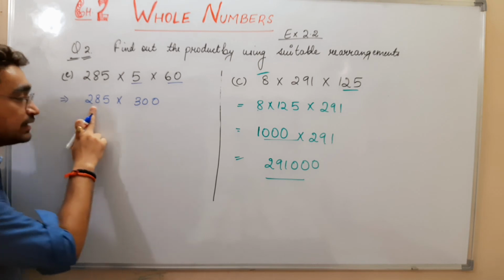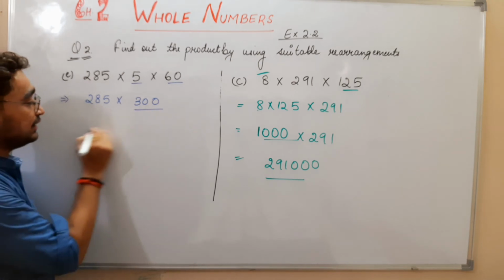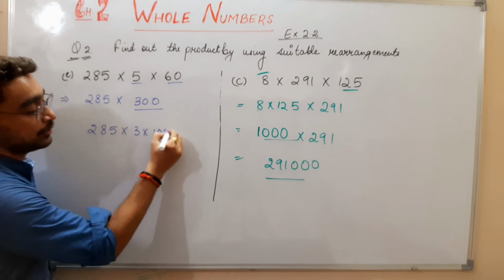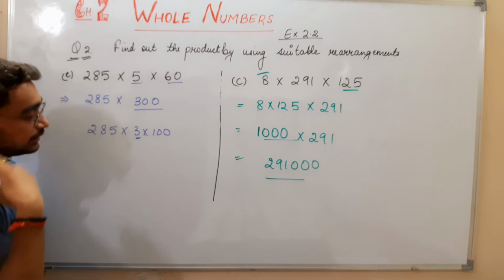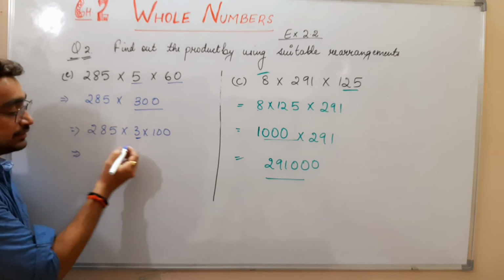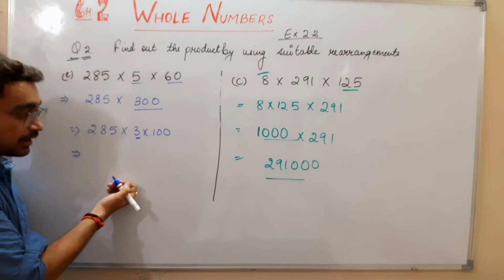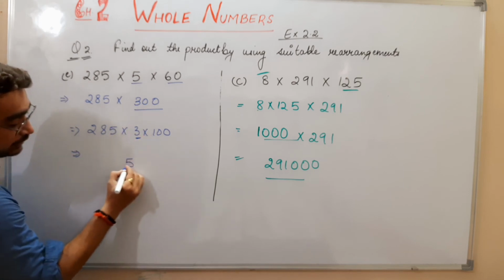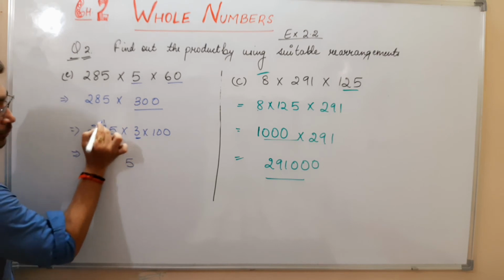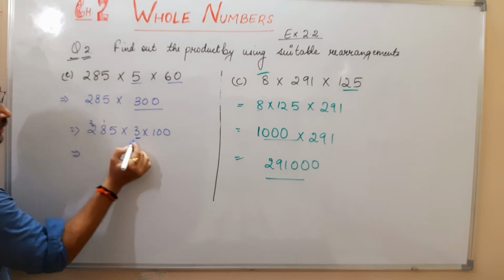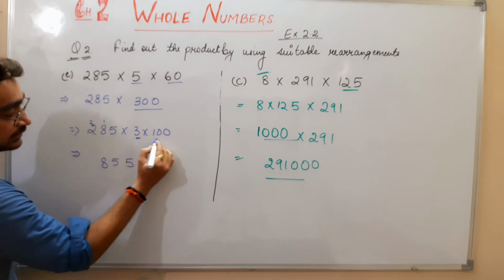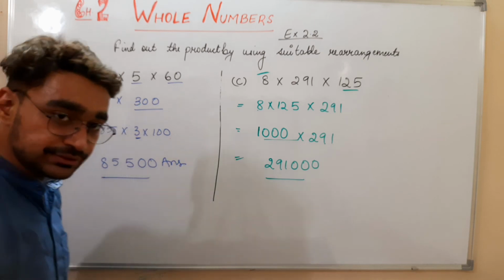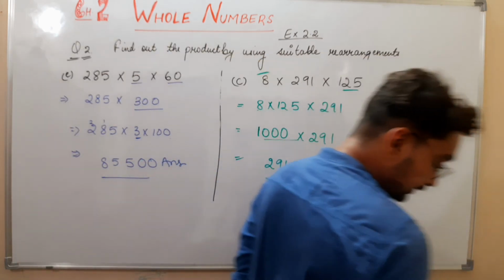Then, if I want, can I write this as 285 into 3 into 100? Because 3 into 100 is also 300, right? Yes, good. So now it's easy. 285 into 3. Just multiply it. Multiply in the line itself, like how I'm doing. 3 into 5, 3 5s are 15. Carry 1. 3 8s are 24 plus 1, 25. Carry 2. 3 2s are 6, 6 and 2, 8. Then these two zeros. That will be your answer. Right? It's easy. Always it is easier to do that.